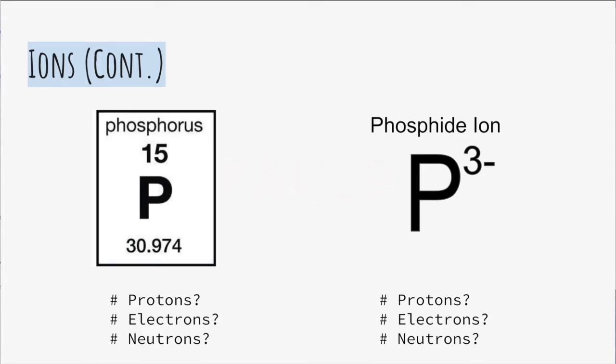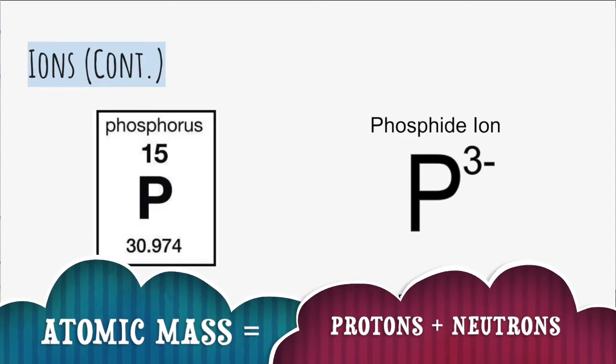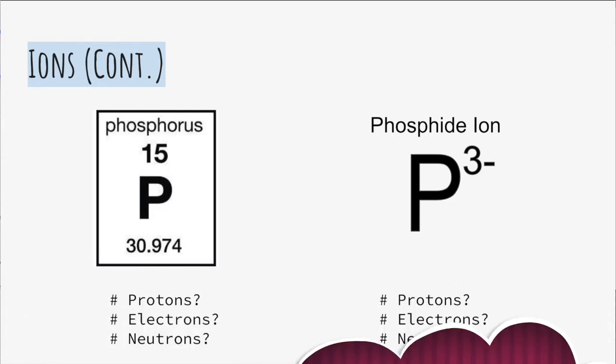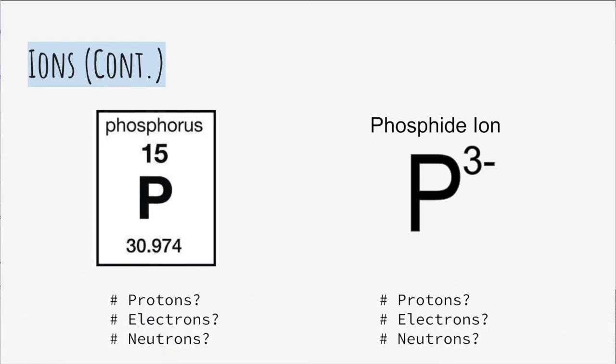We can see that phosphorus has 15 protons and 15 electrons in the neutral state. In order to get the number of neutrons, remember you're just going to be looking back at the atomic mass, which we can round to 31. And atomic mass is going to be equal to the sum of the protons plus our neutrons. Well, we know our number of protons is 15, so if we do 31 minus 15, then we get 16. So phosphorus has 16 neutrons.